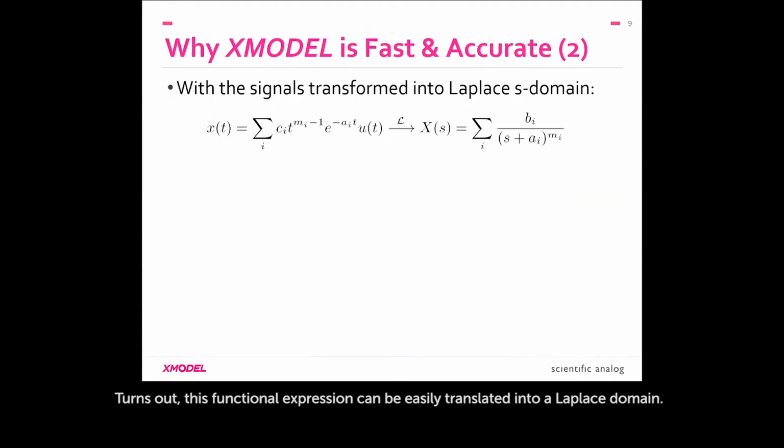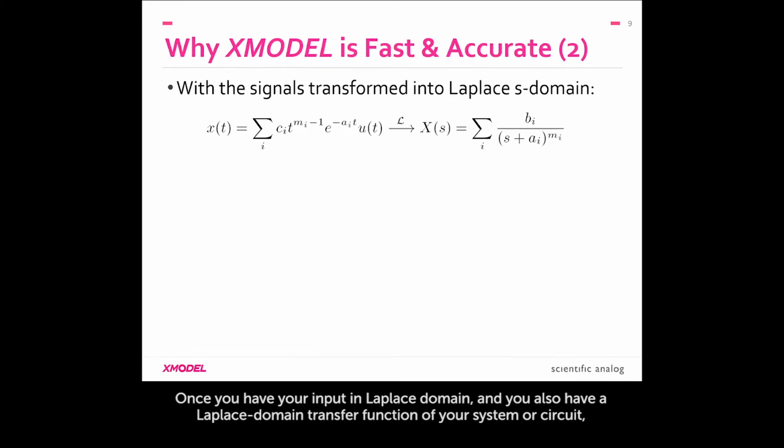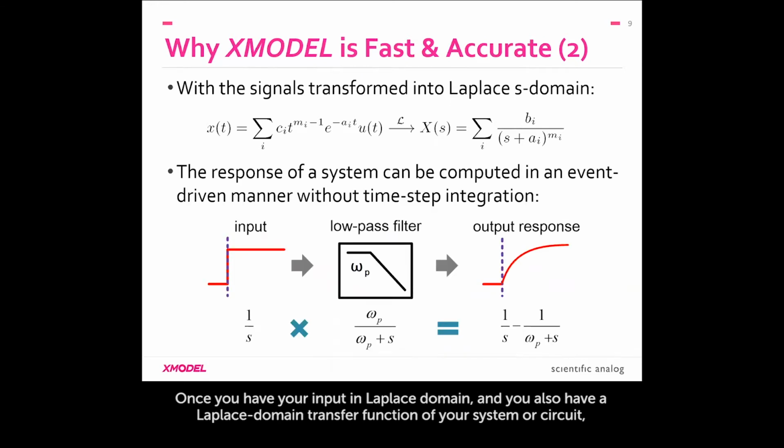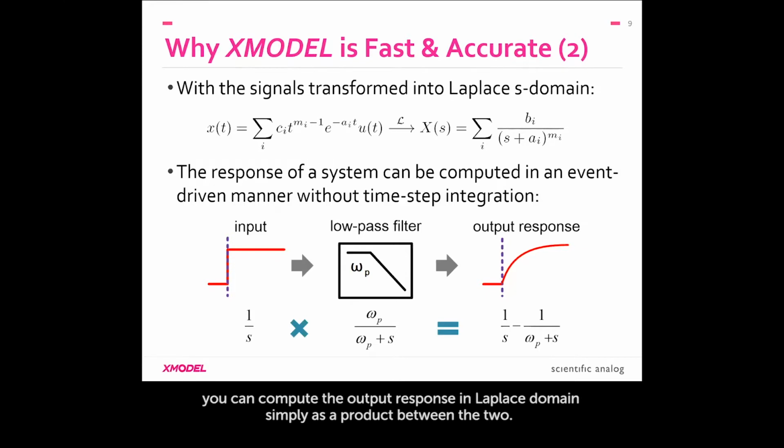Turns out, this functional expression can be easily translated into the Laplace domain. Once you have your input in the Laplace domain, and you also have a Laplace domain transfer function of your system or circuit, you can compute the output response in the Laplace domain simply as a product between the two. This computation is fully algebraic without involving iterations. Also, this computation needs to be done only once when the input expression is updated. It enables a true event-driven simulation.